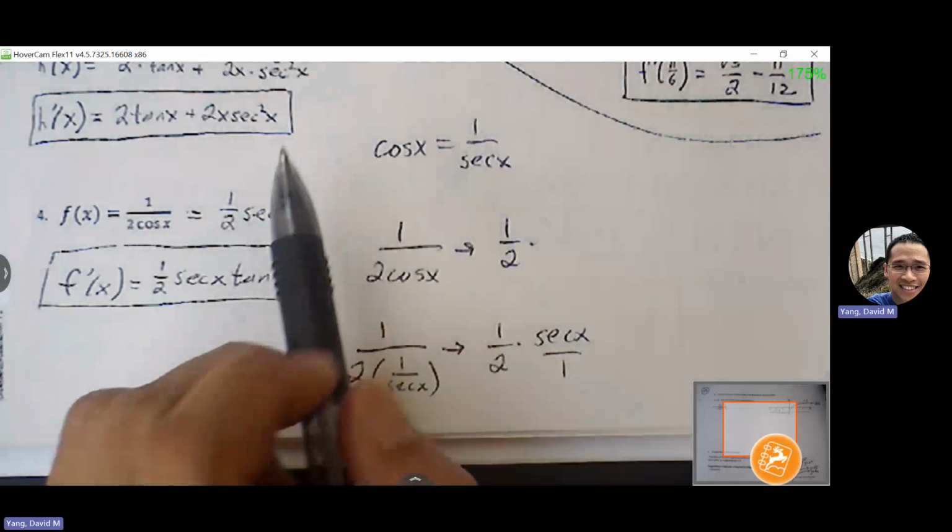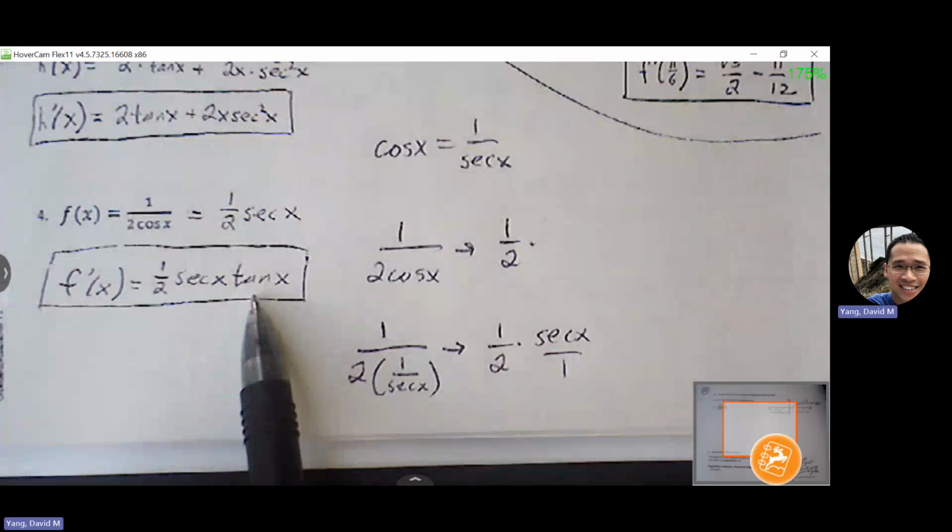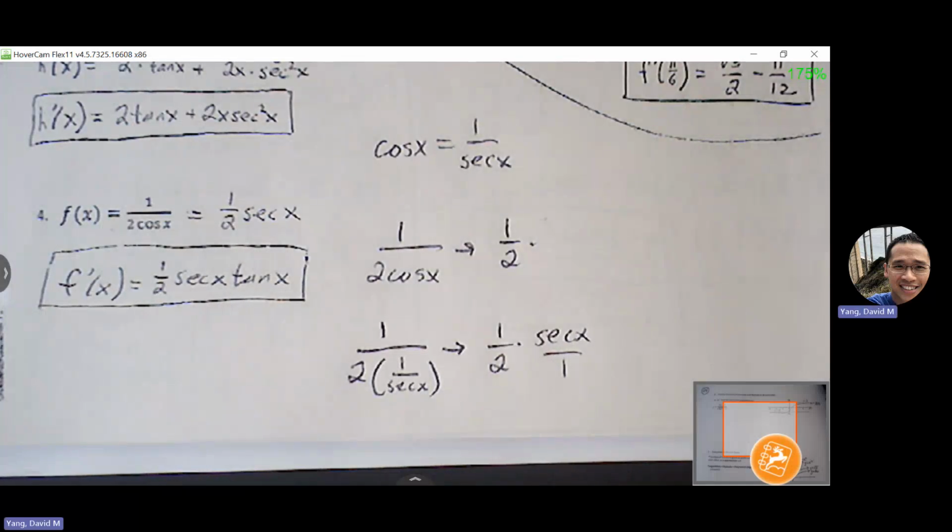But if you went through quotient rule in this form, you'll still get the same. Or it may look a little different, but it'll still be essentially the same derivative.